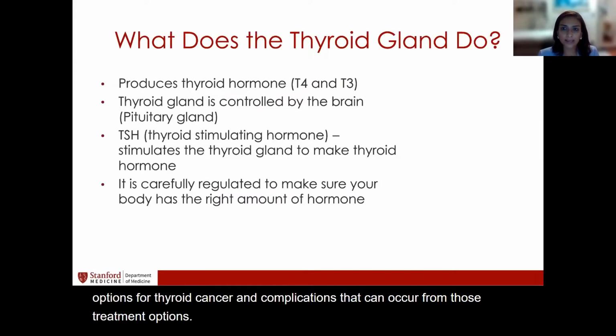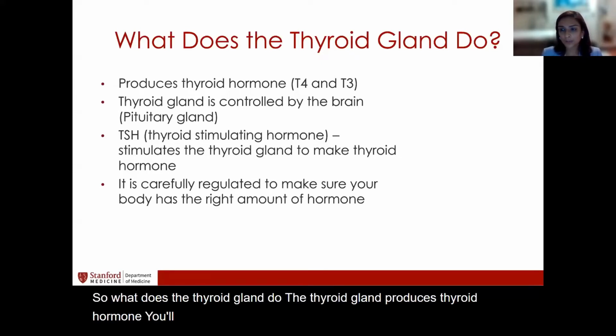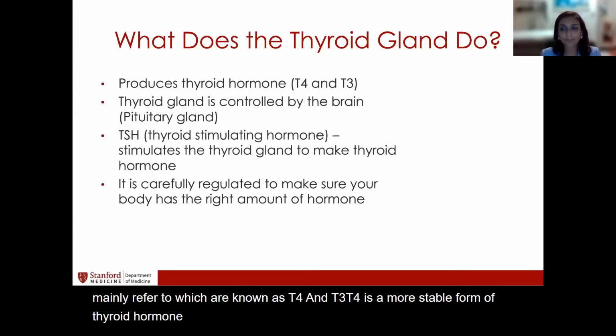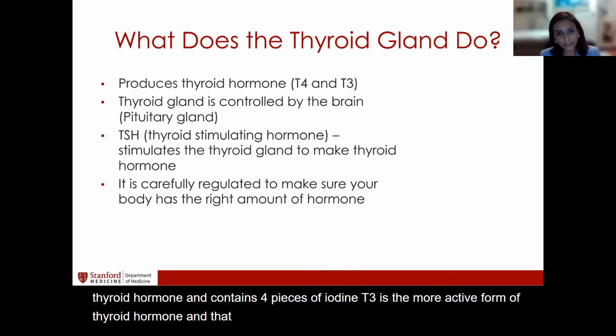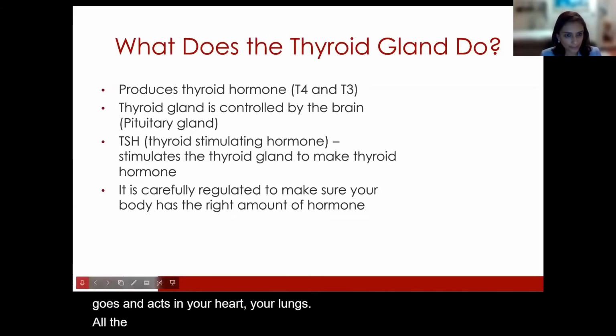So what does the thyroid gland actually do? The thyroid gland produces thyroid hormone. You'll know that there are 2 types of thyroid hormone that we mainly refer to, which are known as T4 and T3. T4 is a more stable form of thyroid hormone and contains 4 pieces of iodine. T3 is the more active form of thyroid hormone, and that contains 3 pieces of iodine. And that's the one that goes and acts on your heart, your lungs, all the different organs in your body.